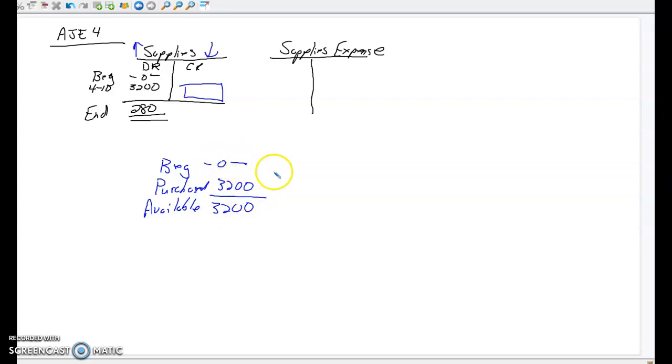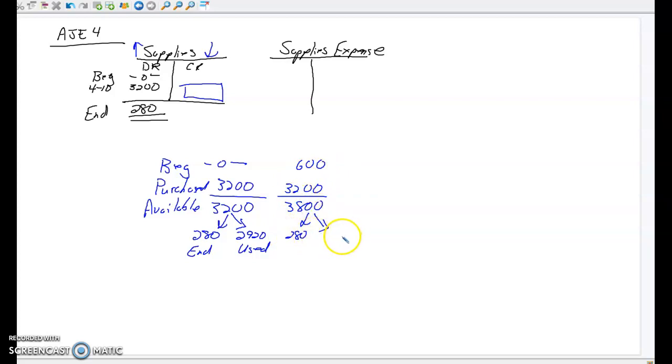If it had been a beginning balance, $600, and we bought $3,200, we would have $3,800 available. And then, you know, if we count 280 and that's what's on hand at the end of the year, then the difference, 3,200 minus 280, I think that's 2,920. That's the amount that we used. And I would do the same thing over here in this one. What if we had a beginning balance? I'd do the 280 is what we ended up with, and then whatever that difference is, I don't know what it is, but that would be what we actually used.